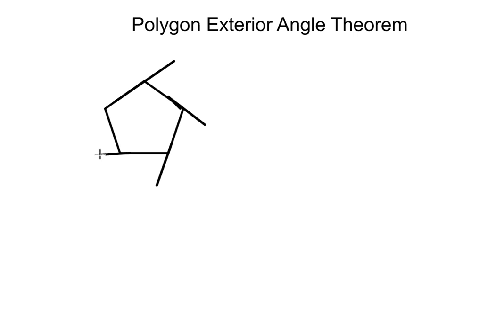Now you'll notice that all these exterior angles form a linear pair with an angle inside that polygon. In this case, I'm using a pentagon. It doesn't really matter what type of polygon you use, though. It will always be the case. So these angles form a linear pair with all the interior angles.